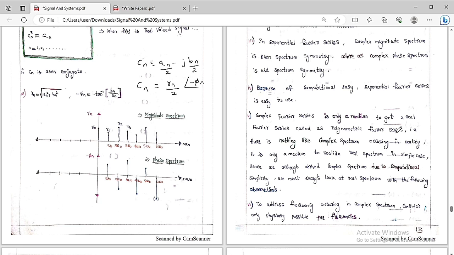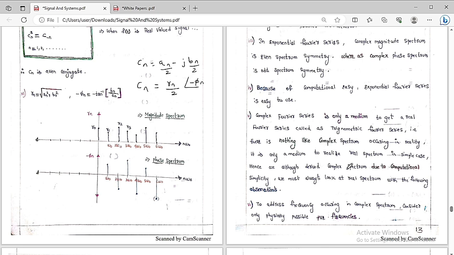So you always try to figure out the exponential Fourier series for a given f of t. Then, by using this comparison method, comparing the real part and imaginary part, we can get the values of A0, An and Bn, and from that we get the real or trigonometric Fourier series. There is nothing like a complex spectrum occurring in reality. It is only a medium to realize the real spectrum in a simple way. Basically we are using the complex spectrum to make things very simple, so that we can get the trigonometric series in a very easy manner.